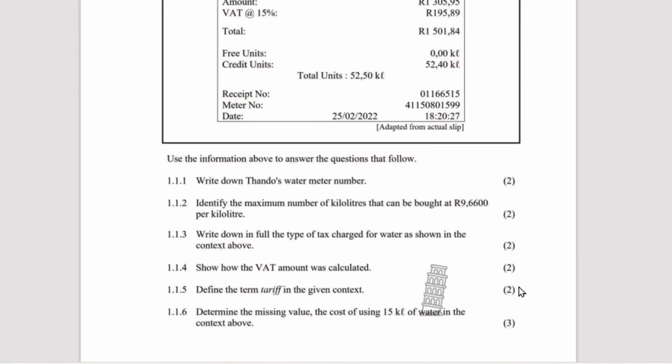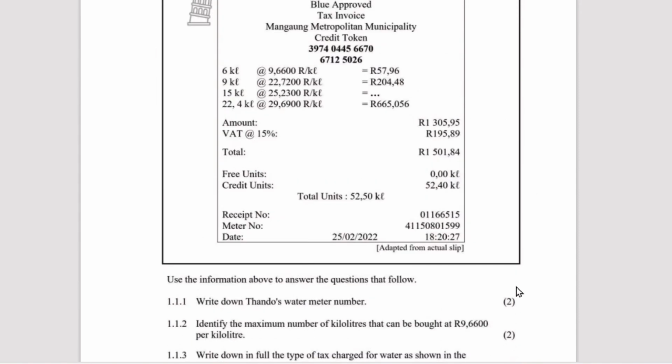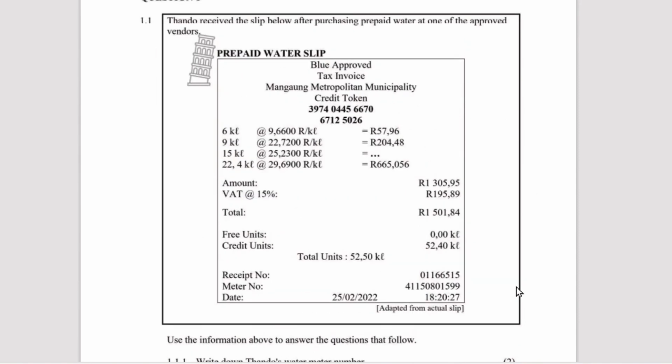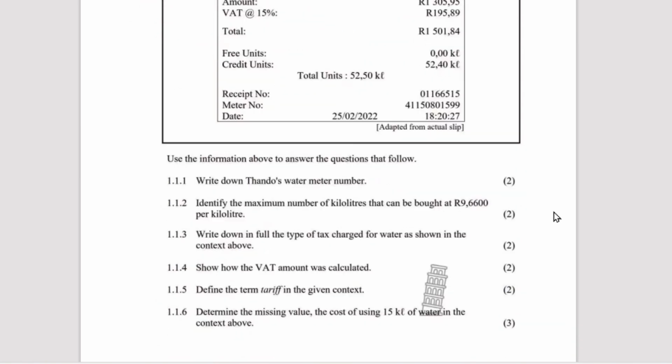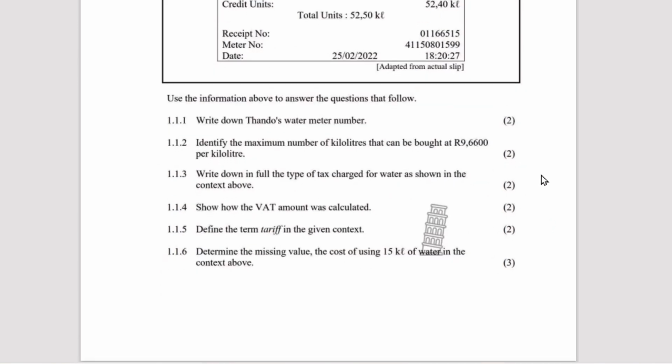And then the next question, 1.1.2. Identify the maximum number of kiloliters that can be bought at 9 Rand 66 cents per kiloliter. You go back to the slip and look for that 9 Rand 66 cents, and you'll find that you get 6 kiloliters of water. So your answer will be 6 kiloliters.